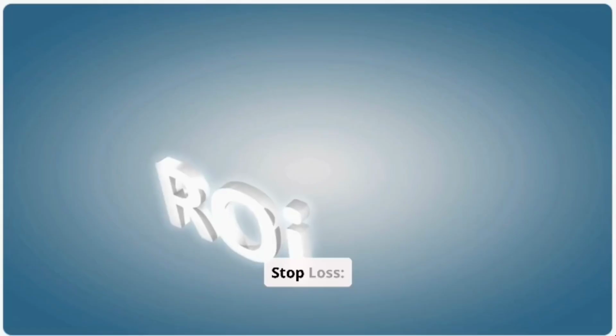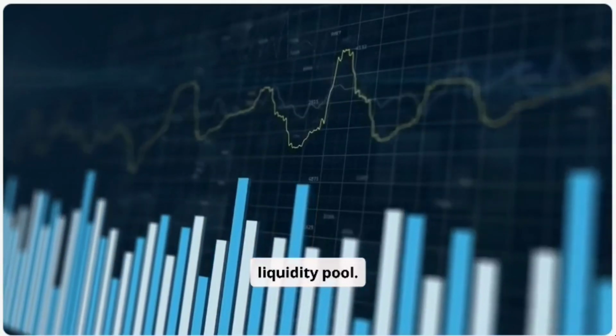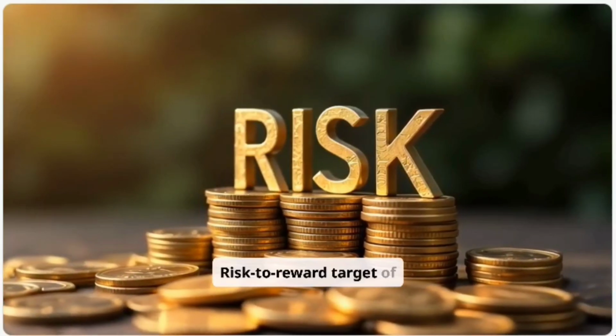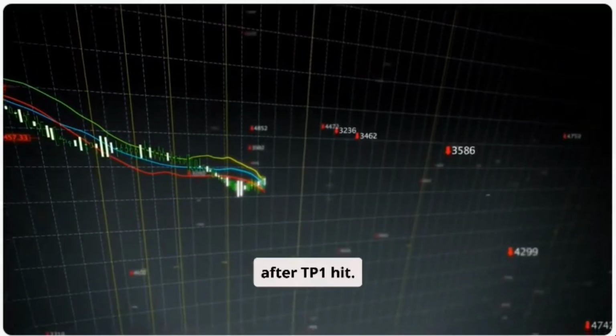Stop loss and take profit. Stop loss just below or above the OB. TP1, nearest market structure or liquidity pool. TP2, risk to reward target of 1:3 or higher. Trail stop optional after TP1 is hit.